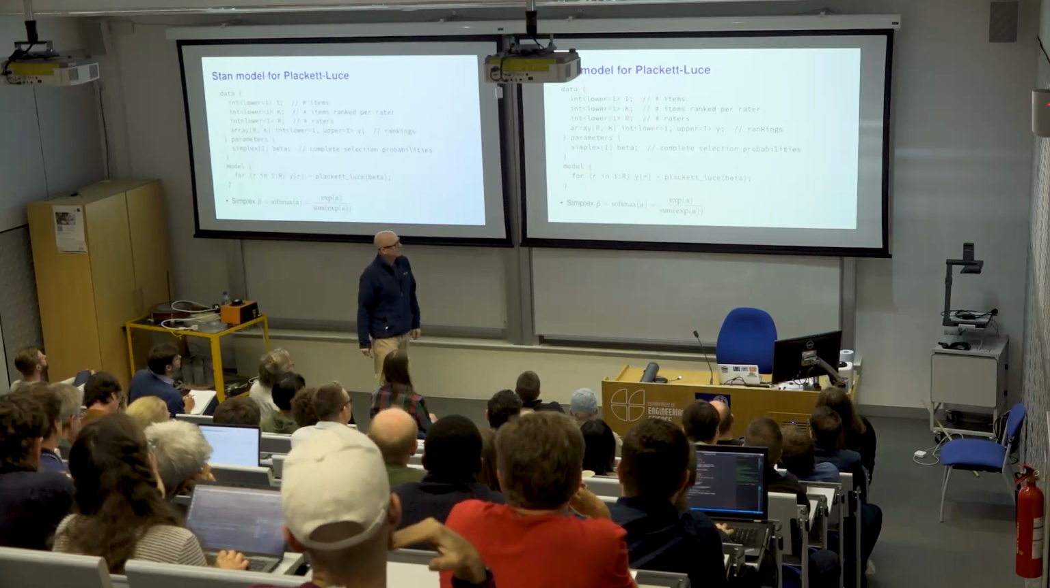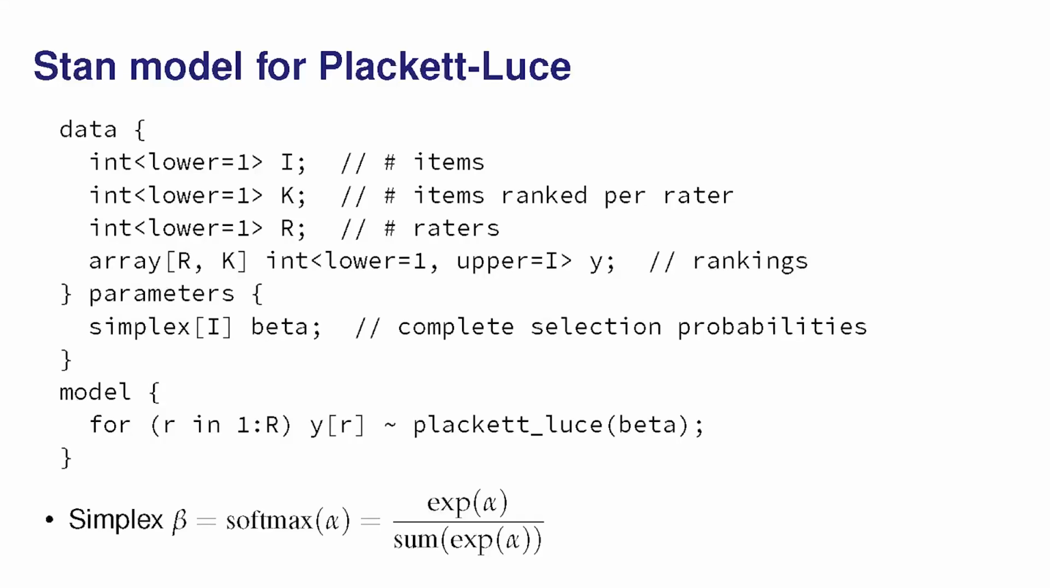Right, so the Stan model for this, this is just the sketch to see the data. So we've got I items, we've got K items ranked per rater, we have R raters, we have the rankings that are actually given to things, which there's no way in Stan to make that consistent, we don't have a permutation data type, which is really kind of what this should be.